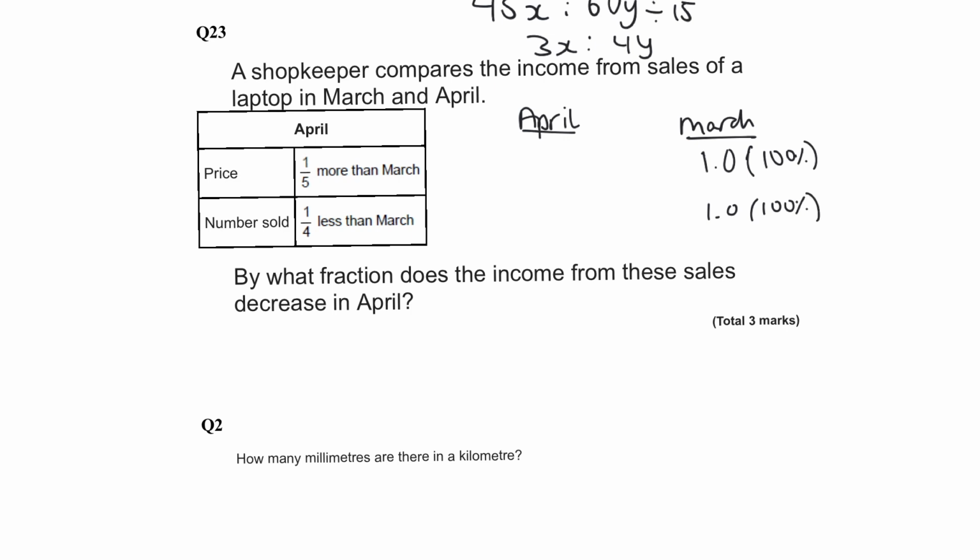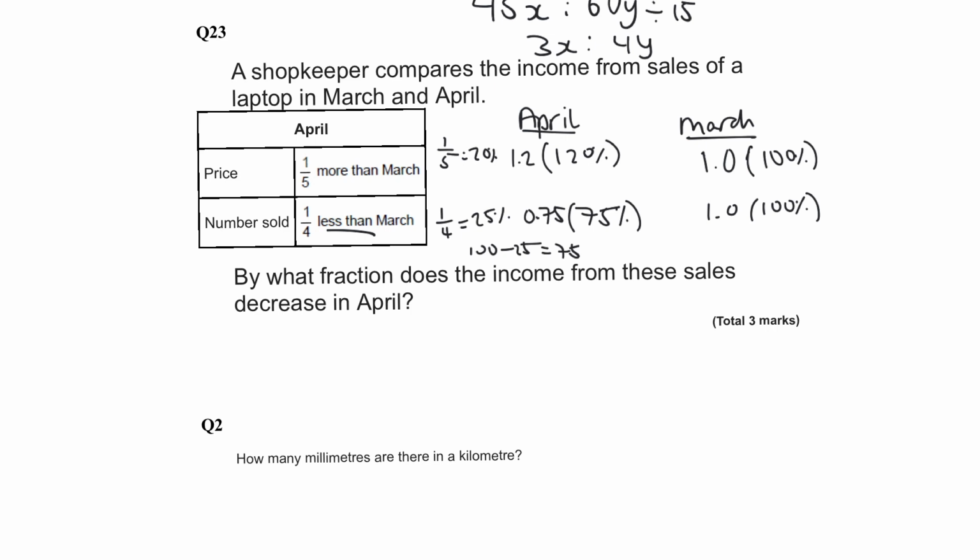April, it says that the price is 1/5 more than March. 1/5 as a percentage is 20%, so it's equal to 120%, aka 1.2. And then a quarter as a percentage is 25%, but it's 25% less. So you would do 100 minus 25, which is 75%, aka 0.75.